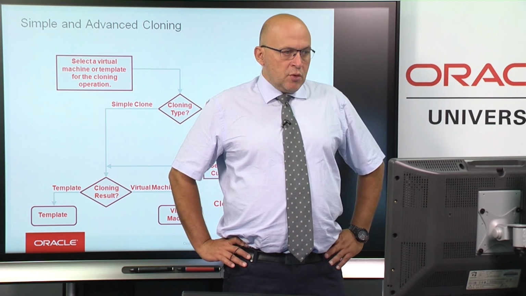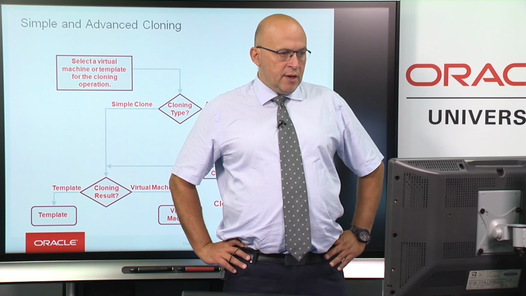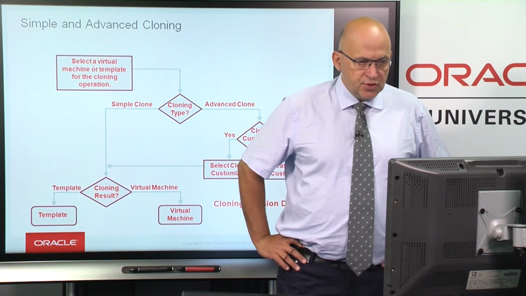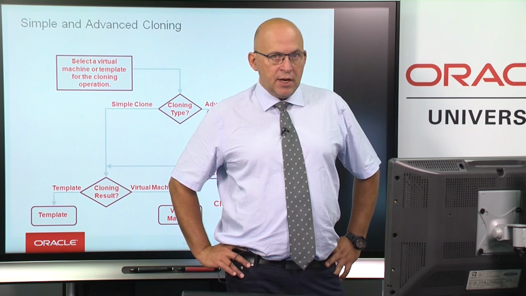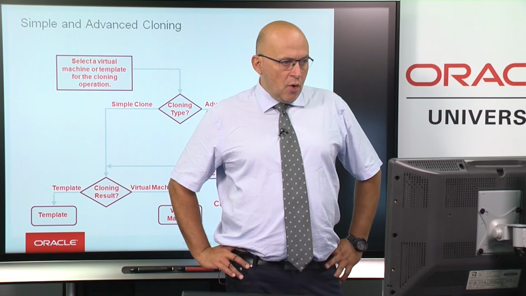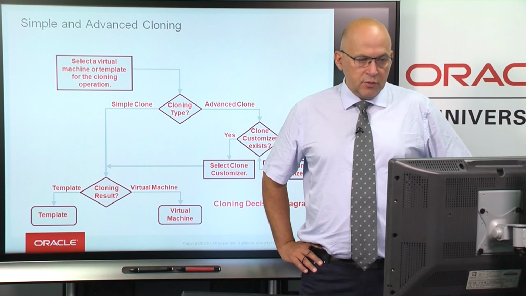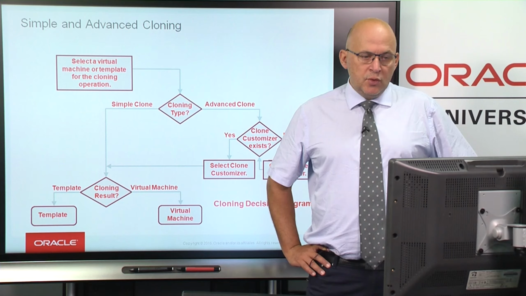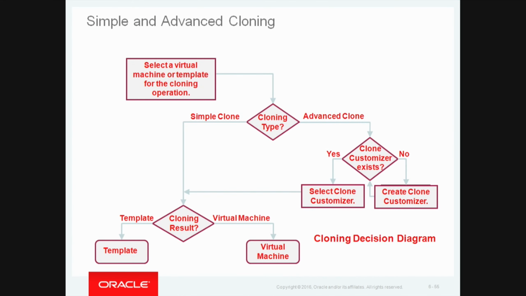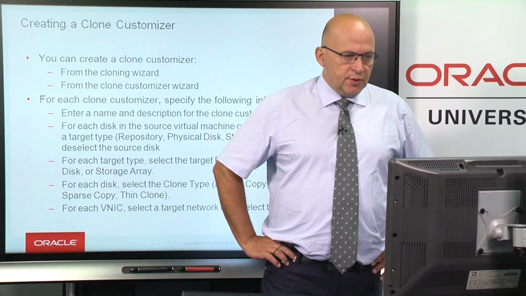So we have here a simple workflow that says that whenever you have to clone, either you are making a simple clone without any additional features, and the clone will result either as a virtual machine or as a template, and from the template you can then clone the template or clone a new virtual machine, etc. Or the advanced clone, which means that if you don't have a clone customizer, which instructs how to perform particular operations, then you have to create one. If you have created one, then you will use this clone customizer, which again will create a template or a virtual machine, but with new features, okay.